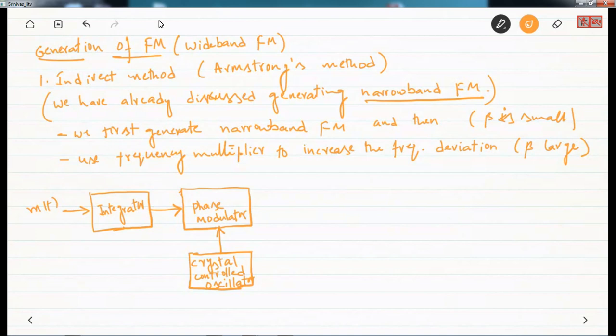And this phase modulator, you know from one of our previous discussions that if you take m of t and then integrate that out to generate the integral from 0 to t of m of t dt, and then give it to a phase modulator, the output will be a frequency modulated signal, right? We did these two diagrams at the beginning of the FM discussion. And as I was saying, we will be first generating narrowband FM. So here what we get is narrowband FM.